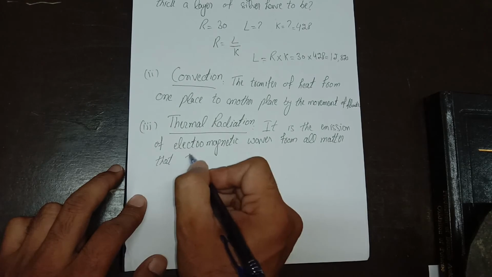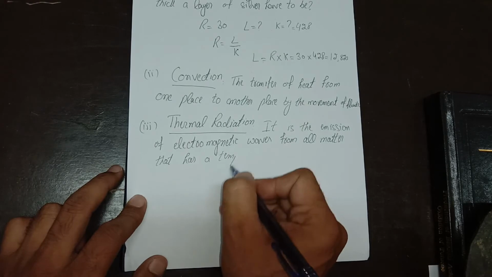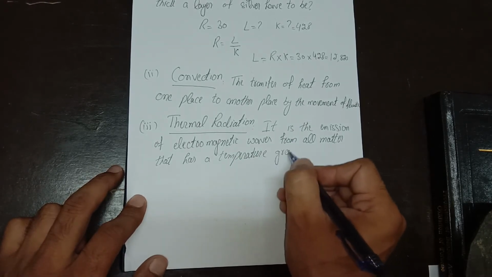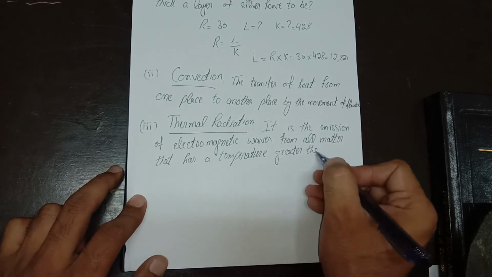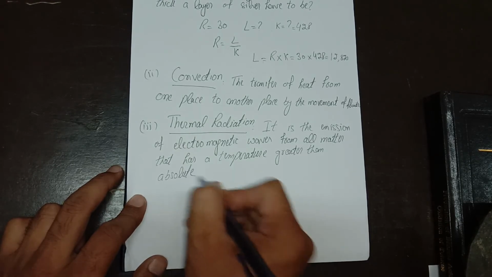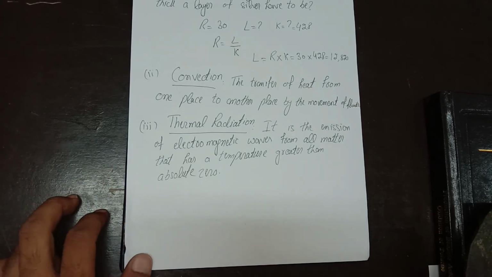that has a temperature greater than absolute 0. Kelvin or minus 273 degrees centigrade is known as absolute 0. So thermal radiations are basically a heat transfer mechanism through electromagnetic waves.